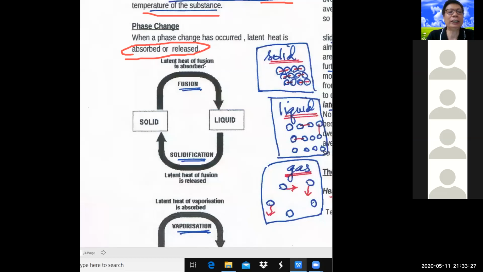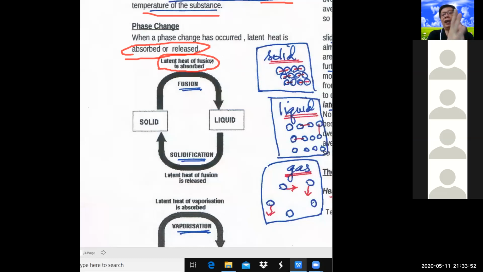During the melting process, latent heat of fusion is absorbed. Highlight this, it's important. When the ice is melting, it actually absorbs heat, it absorbs the latent heat of fusion. The ice absorbs heat, then only can the ice melt. Understand? So during the process of fusion, solid changing to liquid, latent heat of fusion is absorbed.